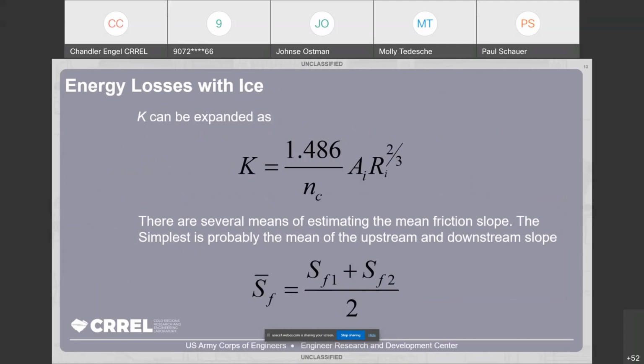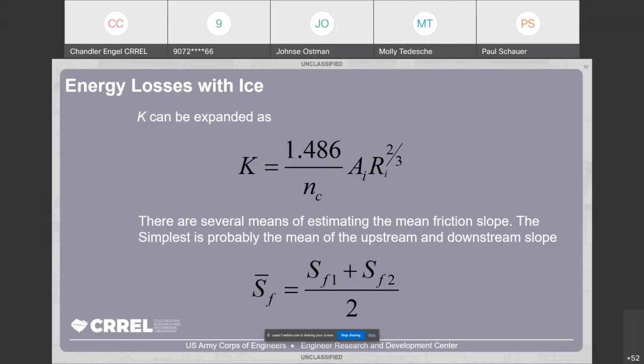Okay, so conveyance, K, can be expressed as follows. It may look somewhat familiar, actually. It's a good chunk of the Manning's equation that we just discussed. We're missing the square root of the slope term, but it's a convenient way to store the channel cross-sectional geometry terms all in one variable. So we're collecting those all together.